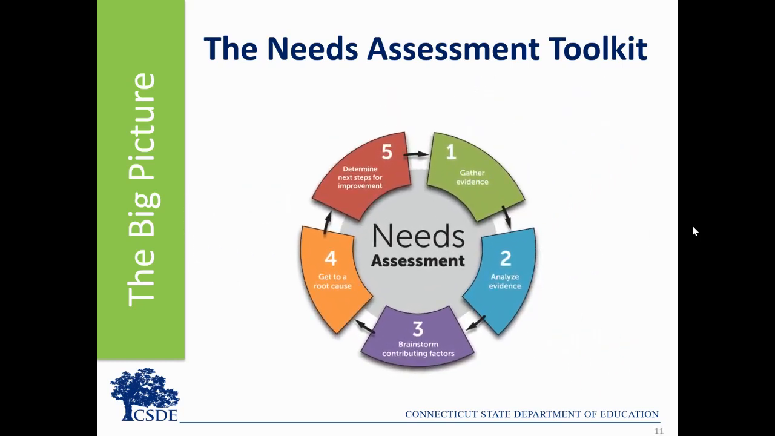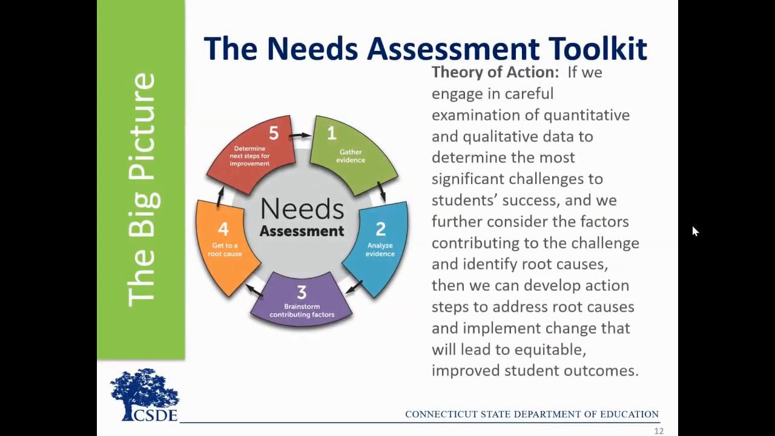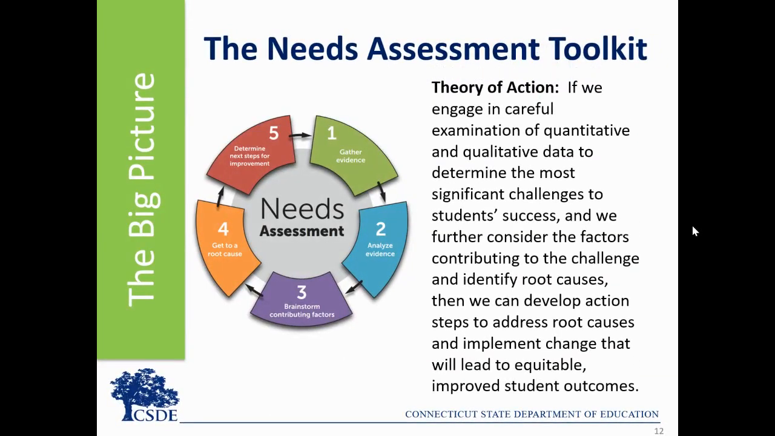Why do teams need to engage in this multi-step process for determining needs? Our theory of action is if we engage in careful examination of quantitative and qualitative data to determine the most significant challenges to student success, and we further consider the factors contributing to the challenge and determine a root cause, then we can develop action steps to address root causes and implement change that will lead to equitable, improved student outcomes. The goal is to develop a strategic plan or improvement plan that will positively impact student outcomes because there is a deep understanding of the underlying root causes that impede student success. We all want every student to succeed.